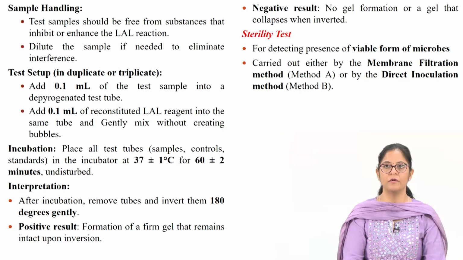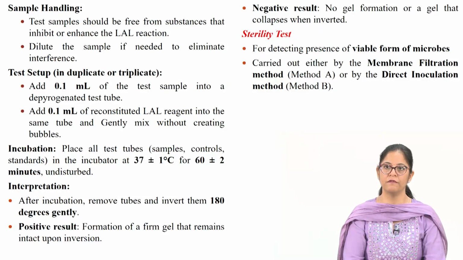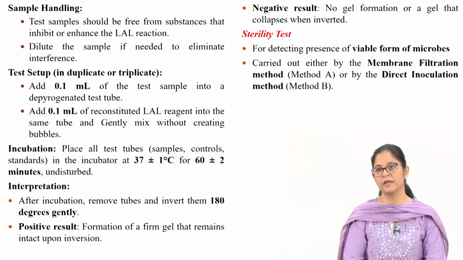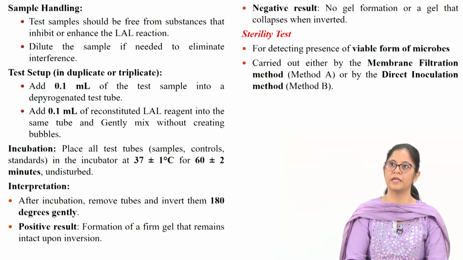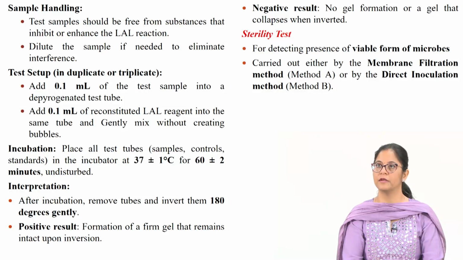Now, 0.1 ml of the test sample is added into a depyrogenated test tube. Then 0.1 ml of reconstituted LAL reagent is added to the same tube and gently mixed without creating bubbles. It is incubated at 37 degrees for 60 minutes. After incubation, tubes are removed and inverted to 180 degrees gently. Formation of a firm gel that remains intact upon inversion is a positive result, indicating the presence of endotoxins. A negative result, that is no gel formation or a gel that collapses when inverted, indicates the absence of the endotoxins.